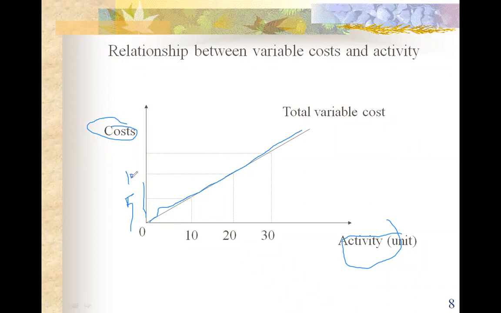This is 5,000. This is 10,000. This is 15,000. Okay. So whenever we are producing 10 units, then our price is, for example, 5,000. Whenever we are producing 20 units, our price may be 10,000. And whenever our unit is 30, maybe our price is 15,000. So our price is increasing, or total cost is increasing with the level of production.